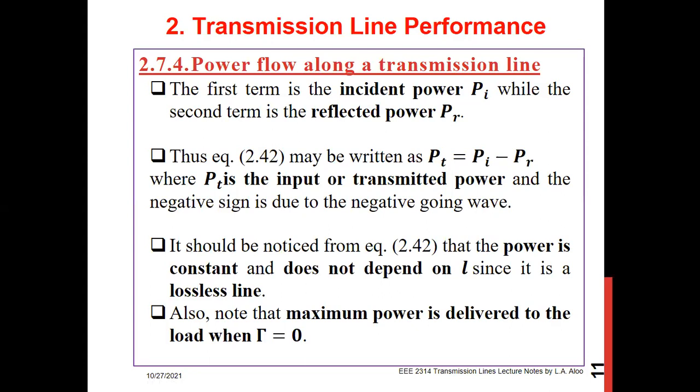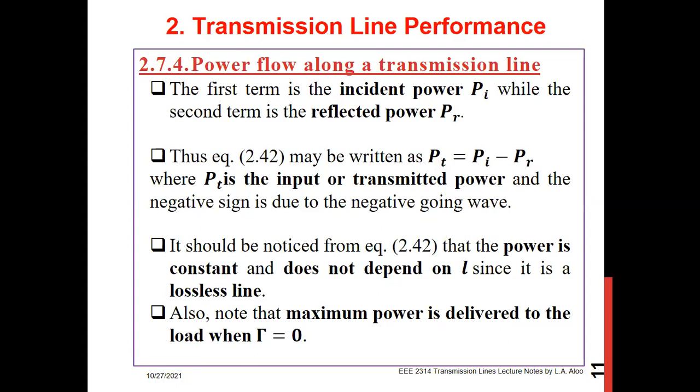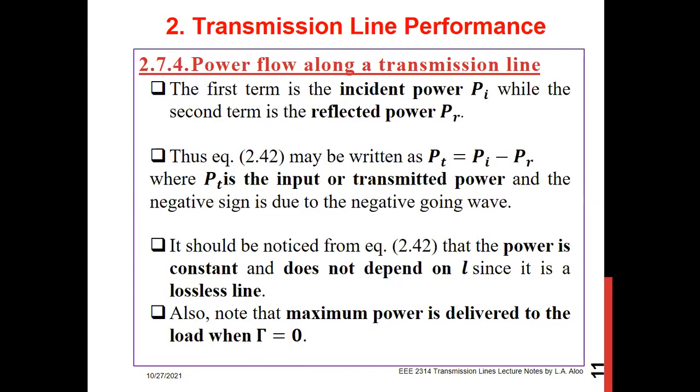Let us also remember that in this equation, the negative sign denotes the negative traveling wave. Because we have a negative going wave, that's why we have the negative there. And so the component of reflected power will be having negative because of the negative going wave, either voltage wave or current wave.